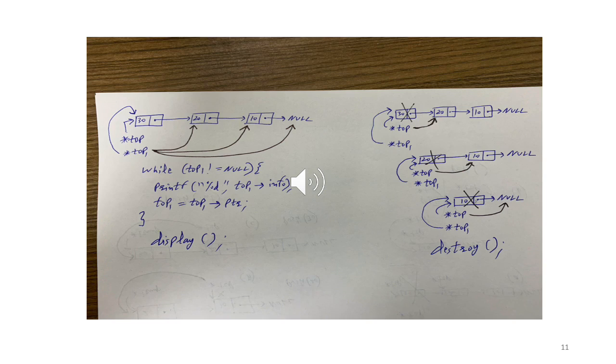So top 1 is top, which means top 1 also, like top, contains the starting memory location of this node. So at any time, if you want to print the starting memory location of a node, you can easily do it by using the %p option in printf. So %p is meant for printing pointers, for printing addresses. So you can do something like printf %p, top, or printf %p, top 1. So feel free to do that in your program.